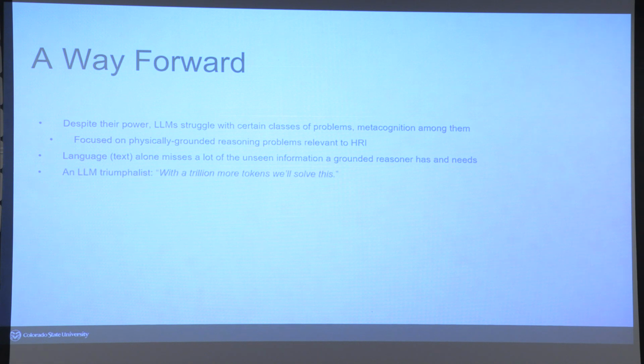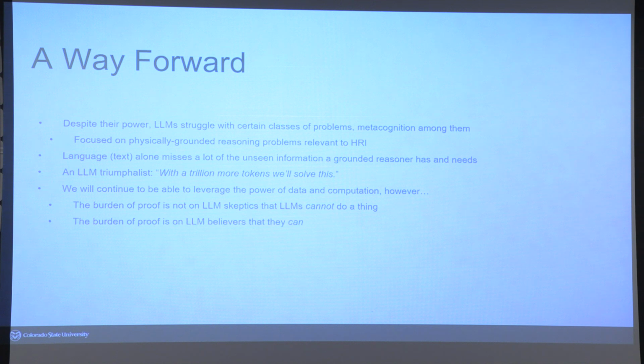Someone that I might derisively call an LLM triumphalist might say that with 1 trillion more tokens we'll solve this. And while I acknowledge that we will certainly continue to be able to leverage the power of data and computation, what we get out of the latest generation of AI systems is useful but flawed information. Generally, I'm of the opinion that the burden of proof is not on LLM skeptics to show that LLMs cannot do a thing, but rather on LLM believers to show that they can. Reasonable people can disagree, of course, but this happens to be my position.